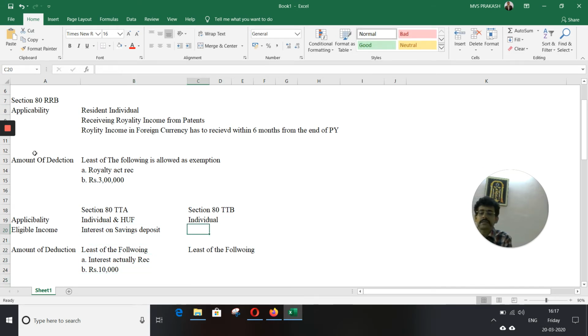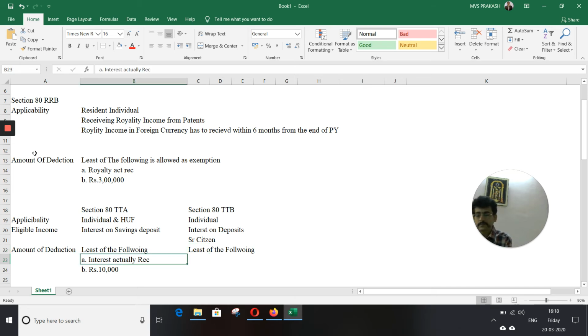Now let us see what is 80TTB, to whom 80TTB is applicable. 80TTB is applicable for an individual. Any individual who is having interest on deposits, any sort of deposit, if he is receiving interest, then he can take the benefit of 80TTB, provided that person is a senior citizen. If the person is not a senior citizen, he can't take 80TTB. So two conditions: he should be having interest on deposit and he should be a senior citizen.